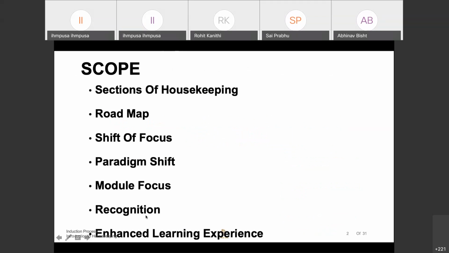Today, we will be talking about the sections of housekeeping and the roadmap you will be following for all three years in the housekeeping department, and what all changes will take place. That is a shift of your focus, a paradigm shift: the modules you are going to study, the recognition, and your enhanced learning experiences. Today, we will be talking about it in totality.